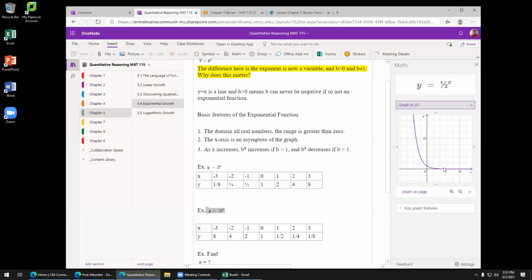If you remember the other graph, as X went to the right, it climbed quickly. Notice now, as X goes to the right, it decreases quickly. Again, it can never be negative. So you're going to have one of two things happen. You're either going to have it increase exponentially, or you're going to have something decrease exponentially.